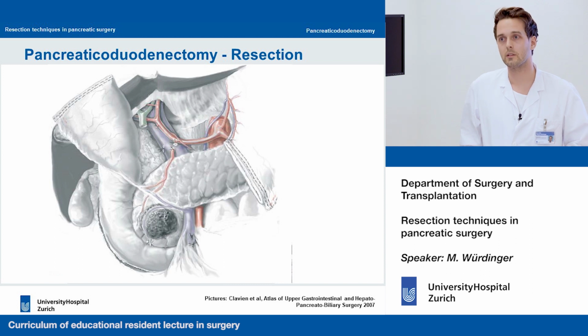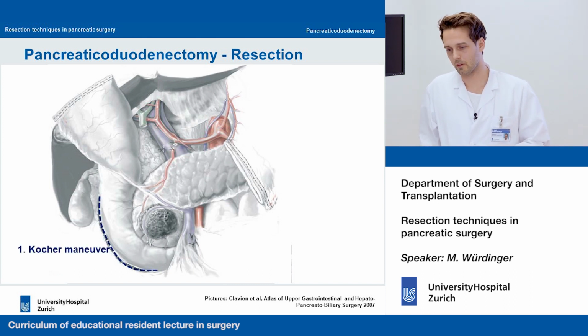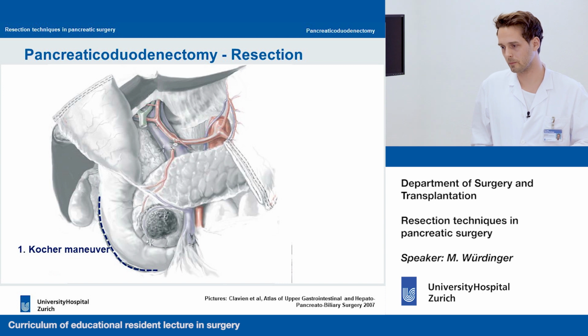I want to explain the technique. It starts with the opening of the lesser sac. It's not shown here. And then we start with the so-called Kocher maneuver. That means a mobilization of the duodenum from the retroperitoneum.